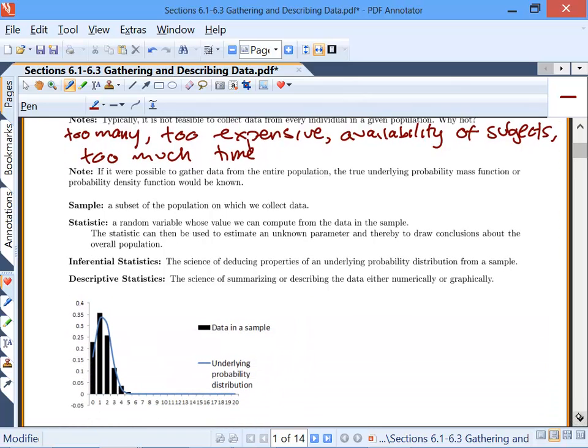So do you usually use descriptive statistics in inferential statistics? Yep. So before we can do any inferential statistics, we will need the descriptive statistics to start with.